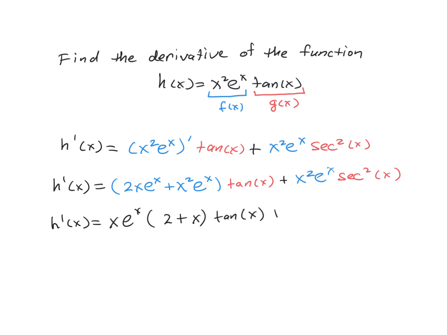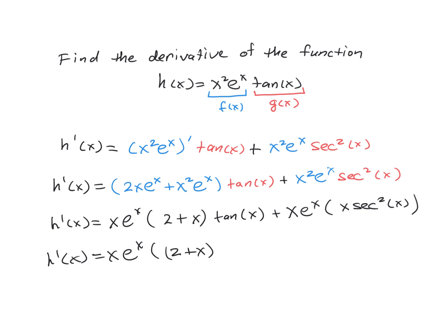And then back here, we can take out an x e to the x from the x times the secant squared of x. So if I factor out that common x e to the x, I am left with the sum 2 plus x times the tangent of x plus x times the secant squared of x.